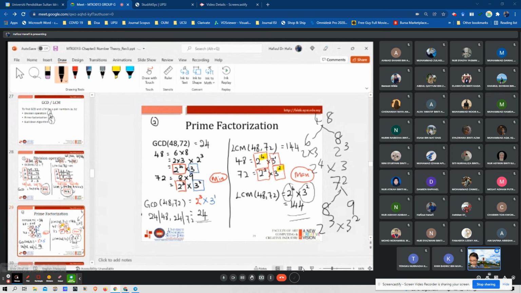Okay, for the minimum, 2 power of 4 and 2 power of 3. Then the minimum is 2 power of 3 multiplied by 3 power of 1, which is equal to 24. Okay, same goes to prime factorization for 48 and 72. We list out the primes. Same goes like this one.